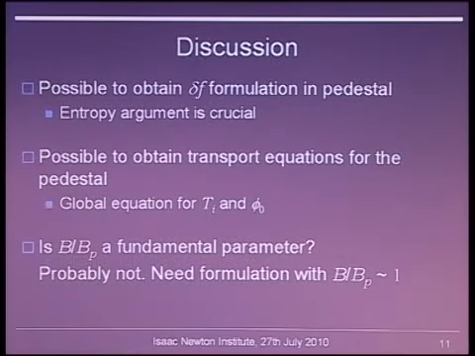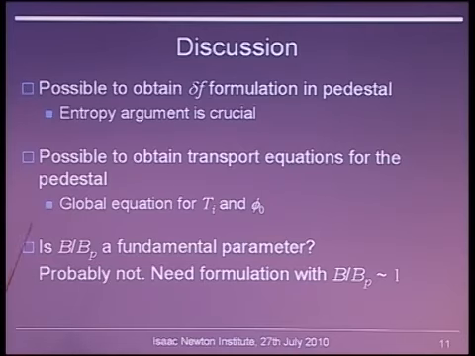So, this is just the final end, so we can discuss. It is possible to obtain a delta F formulation. It has the trouble that the potential and the ion distribution function don't have the same Doppler shift. So I don't know actually how to attack that numerically. In this whole argument, the entropy argument was crucial. So, if that fails, then we need to go to full F, and we cannot do this kind of derivation.